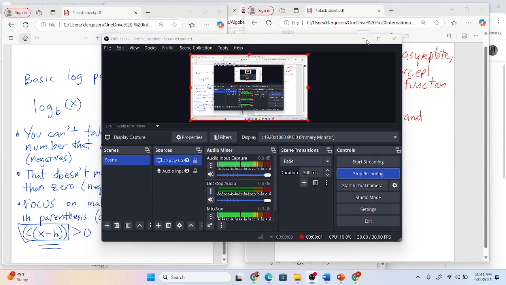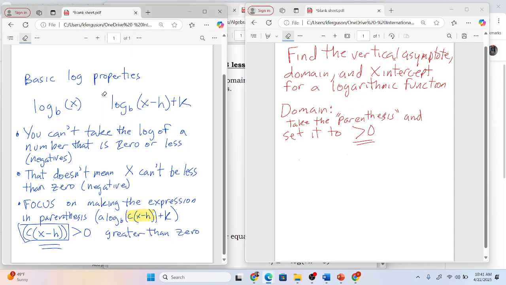Okay, so let me say this again. So, basic log properties. We're talking about logarithms or logarithmic functions. You can't take the log of a number that is 0 or less. Now, that doesn't mean that I can't have a problem that looks like this: log base 3 of negative x.